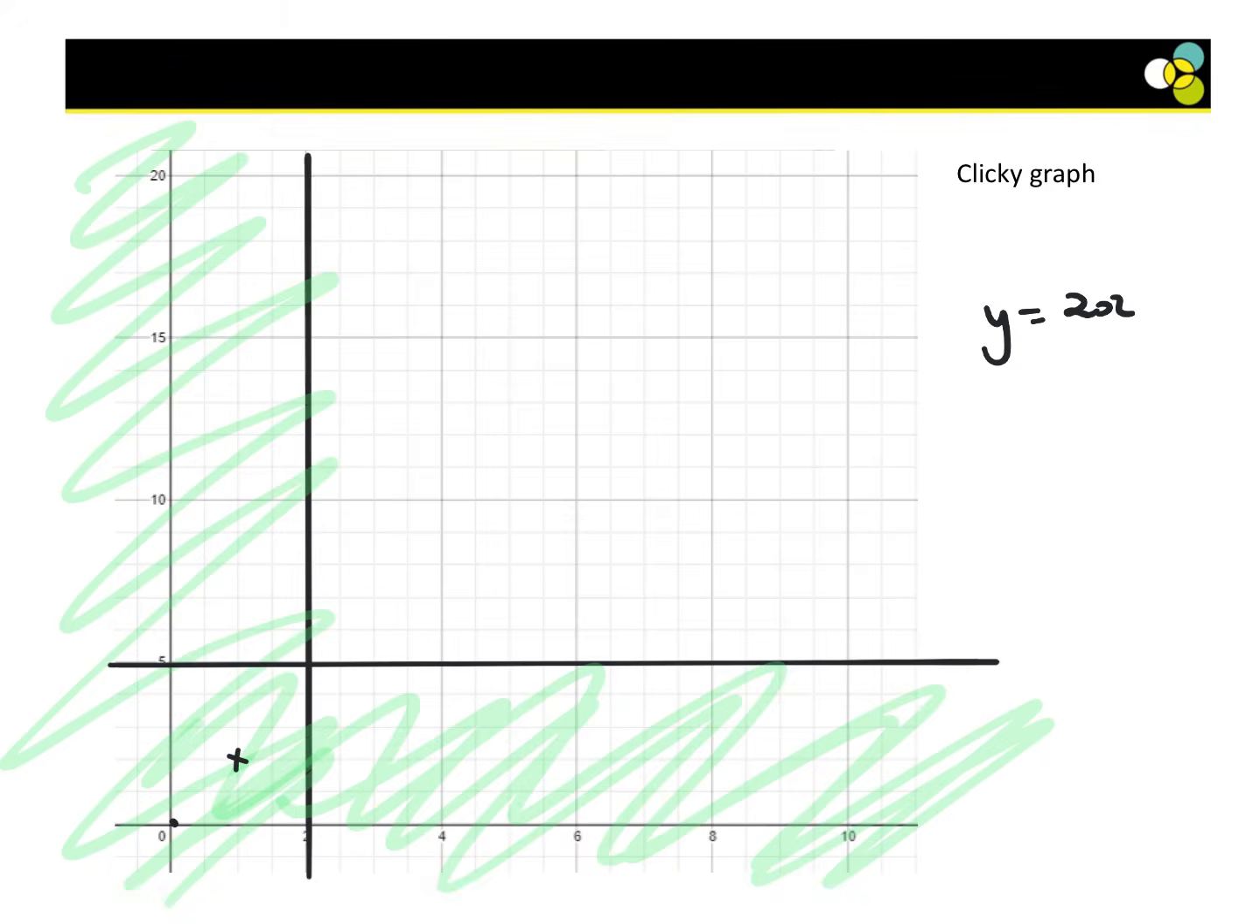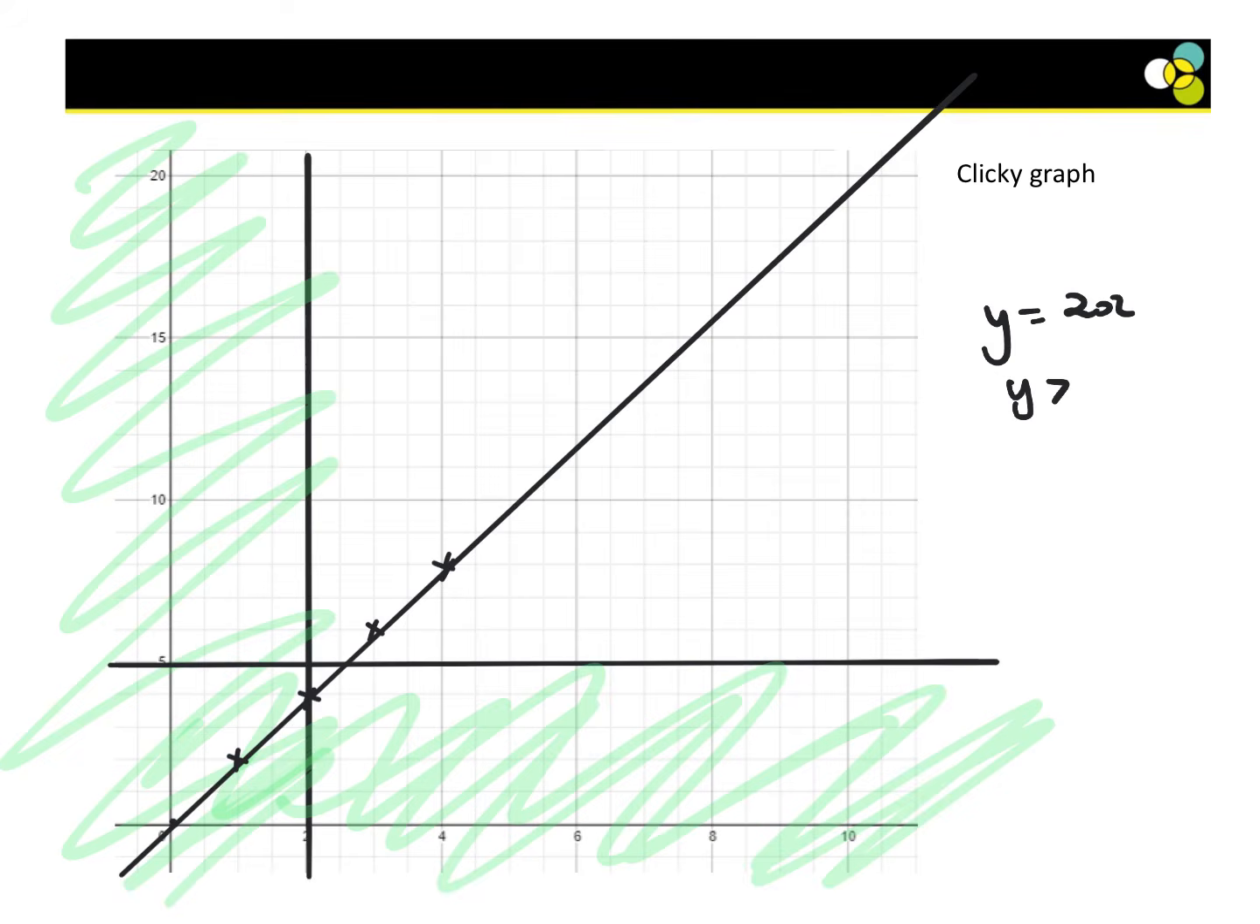1 across, 2 up. Okay, can everyone see why we have to make sure that we know exactly what's going on? Perfect. So then we're going to draw our straight line. Now, was it y is less than or greater than? Greater than. Okay, y is greater than.